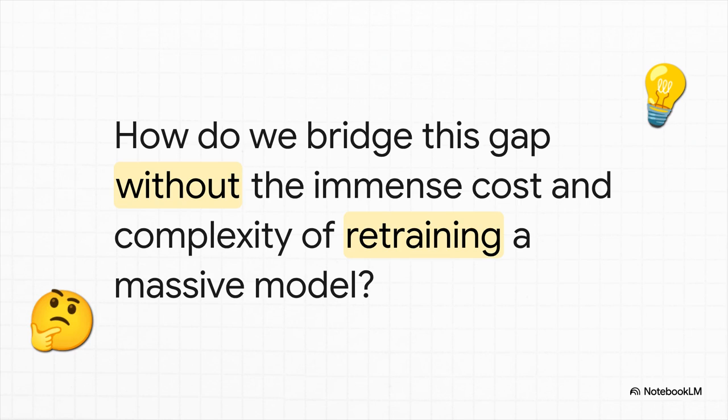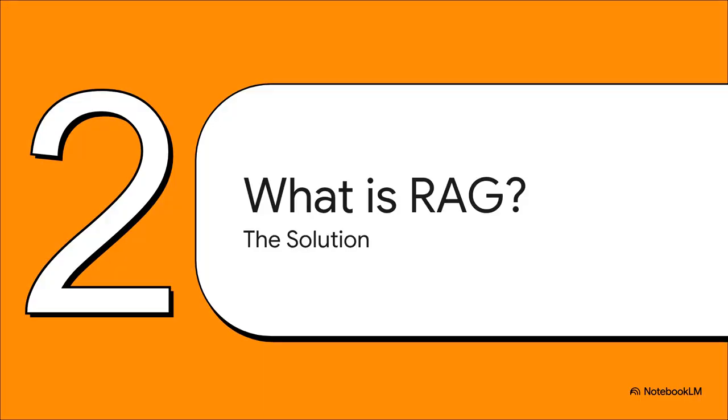So that brings us to the million-dollar question. Can you imagine trying to retrain a massive model like Gemini or GPT-4 on all your private data? It would be ridiculously expensive and incredibly complex. There's got to be a better way to give the AI access to your knowledge, and there is. That solution is this really elegant architectural approach called RAG, for Retrieval Augmented Generation.